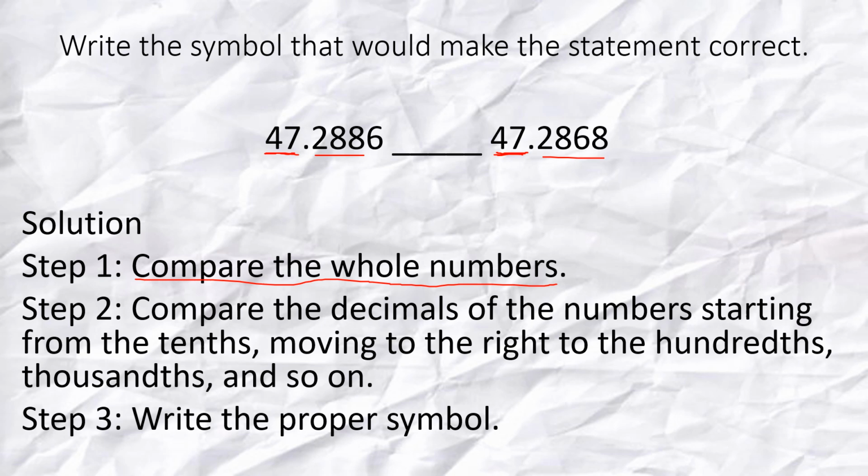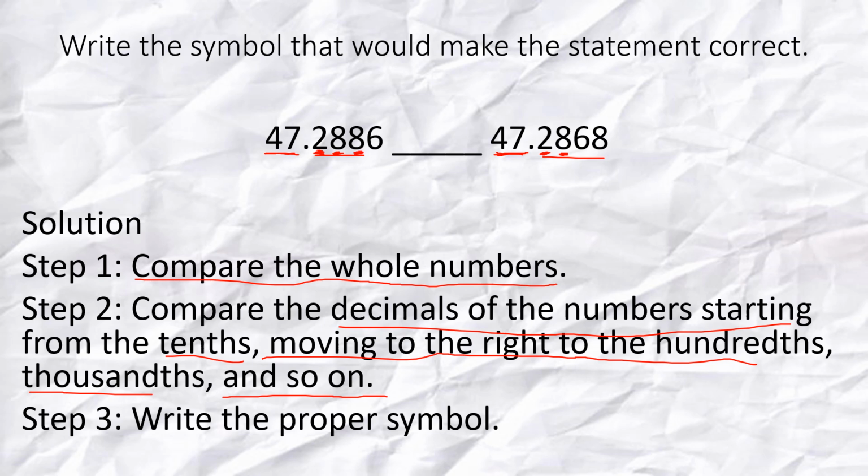For step 2, compare the decimals of the numbers starting from the tenths. This is the first digit, which is the tenths. As you can see, they are still equal. This is 2, this is 2. So we proceed to the next digit, which is the hundredths, which is the number 8. Moving to the right, if they are still the same, move to the thousandths. If they are still the same, move to the next place value, and so on. So in the hundredths place, they are similar as well. So we move to the thousandths place value.